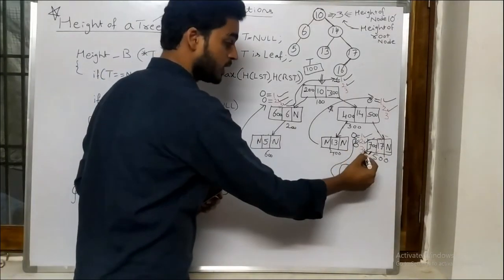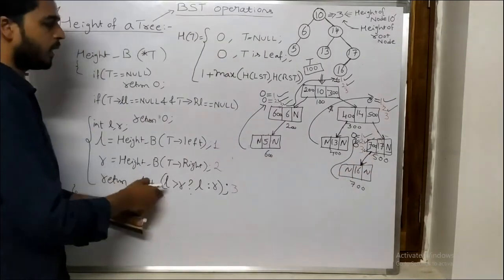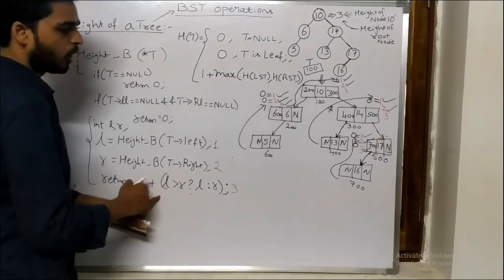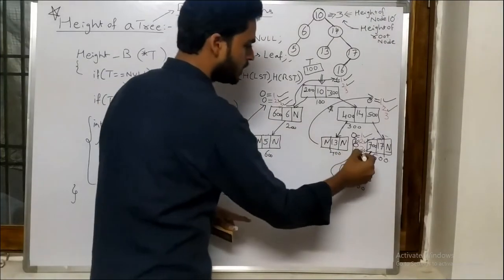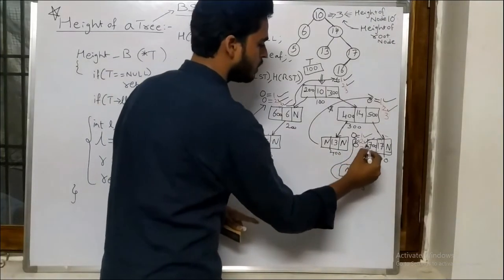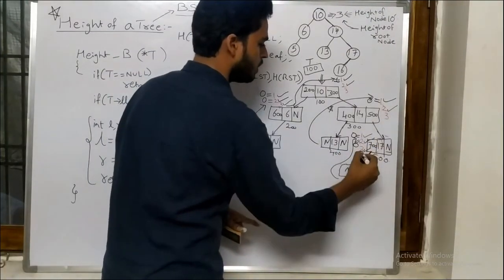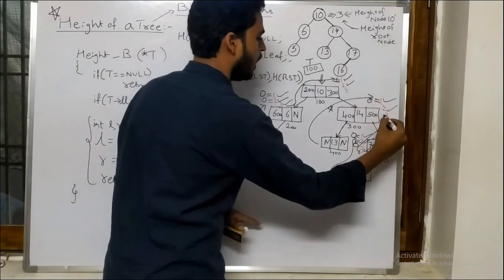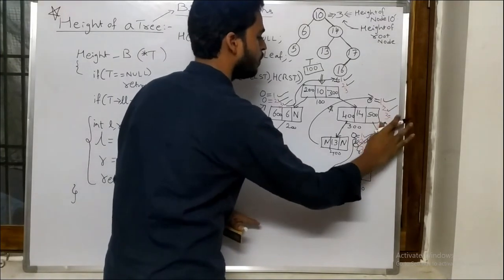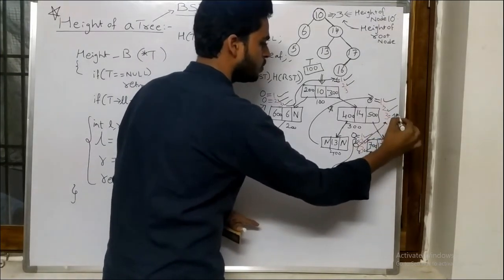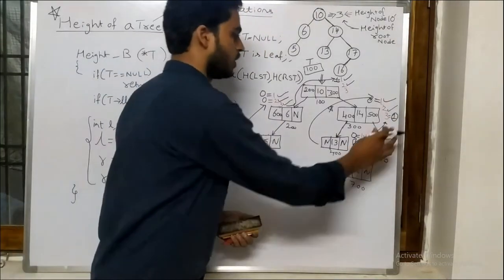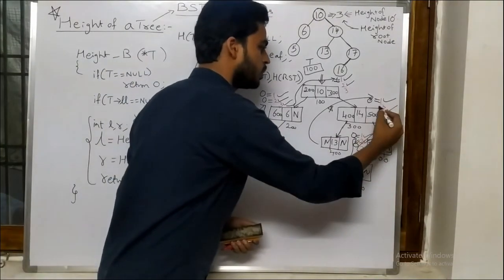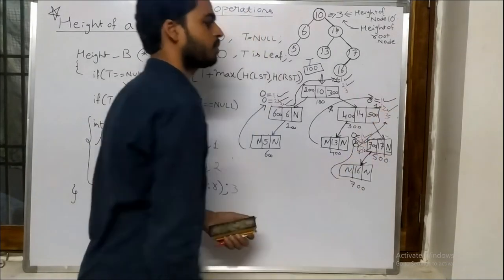Then after execution of the second statement, it is going to execute the third statement. What is the third statement? 1 plus maximum of L, R, right? 1 plus maximum of 0 comma 0, that is 1. This statement is going to return 1 here.